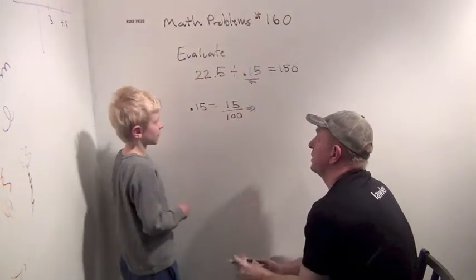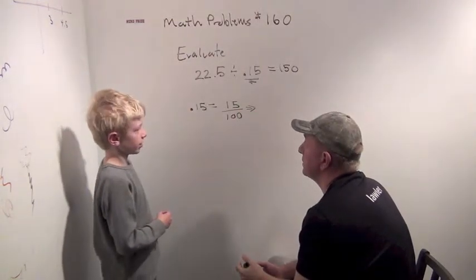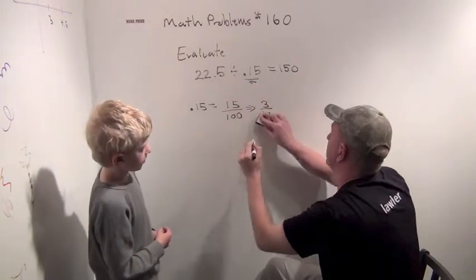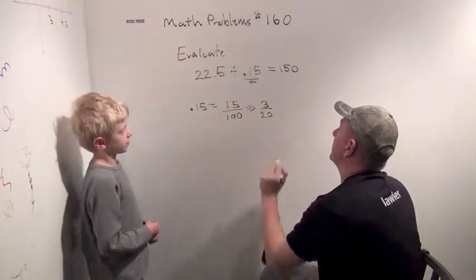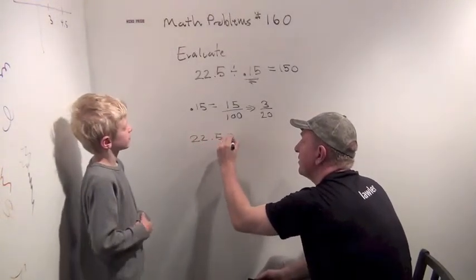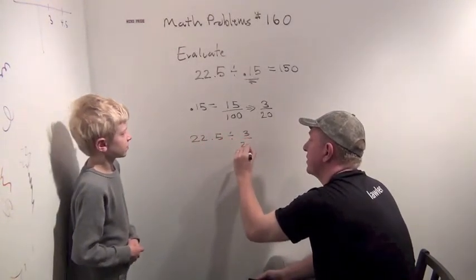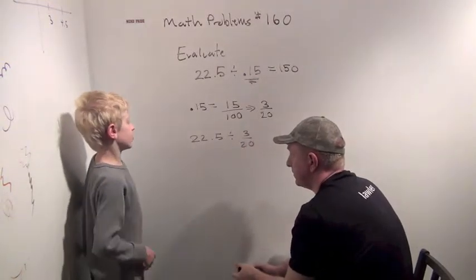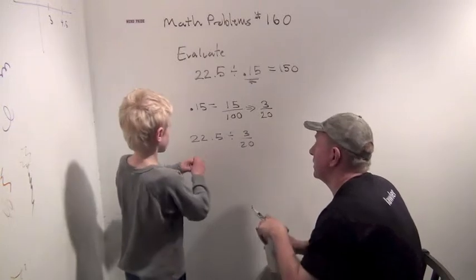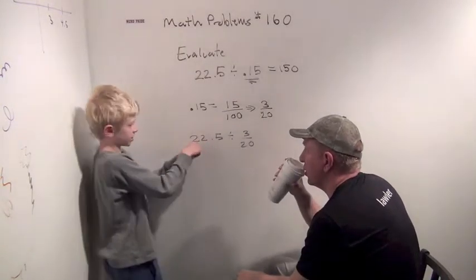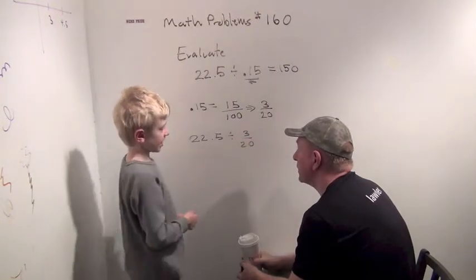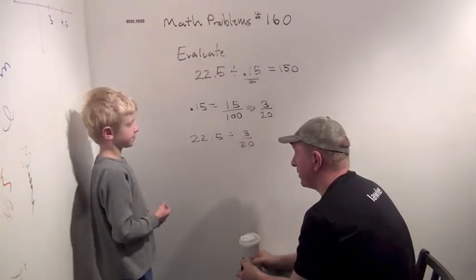So you can take a 5 out of that. So 3 over 20. Oops, sorry, I wrote 3 over 10. 3 over 20. So how do we do 22.5 divided by 3/20ths? I think we have to convert this. Maybe we can flip it upside down and multiply. All right, let's flip it upside down and multiply.